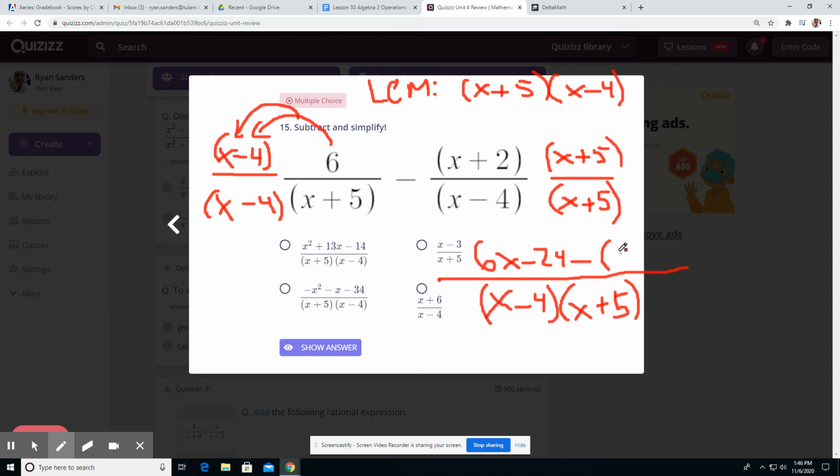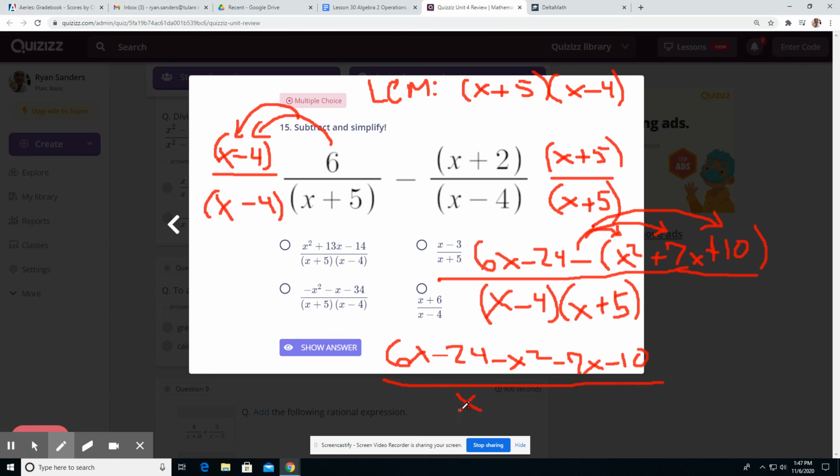Do you remember the trick? x squared. Add them, 7x. Multiply them, 10. Then you distribute the minus sign. And we get 6x minus 24 minus x squared minus 7x minus 10, all over x minus 4 times x plus 5.